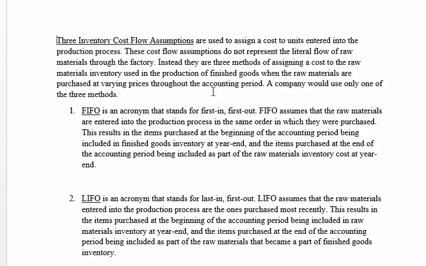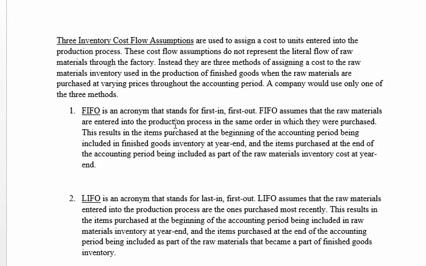And a company would only use one of the 3 methods. What we're saying is, if we're buying raw materials at different prices throughout the year, we want to be able to assign a cost to the raw materials that we used in the production process. And these are just 3 different ways of doing that.